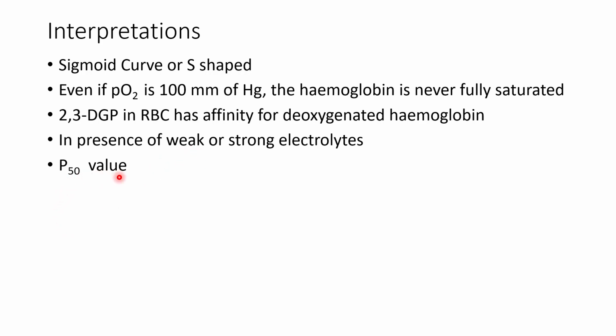Now what is this P50? P50 is the value at which the partial pressure of oxygen causes 50% saturation of hemoglobin. So P50 value is directly proportional to 1 by affinity for oxygen, or affinity of oxygen for blood. That is, how much oxygen is going to be present in blood at that time.